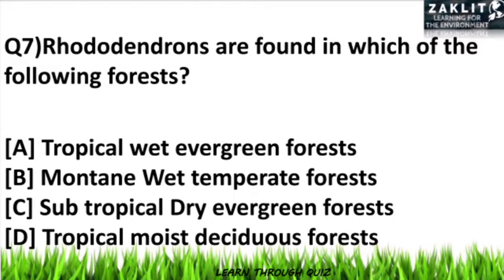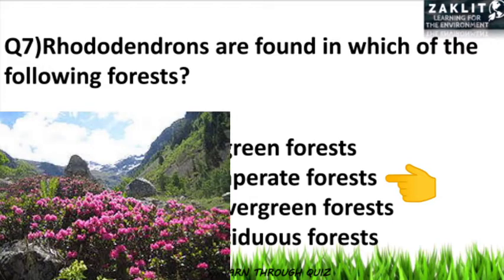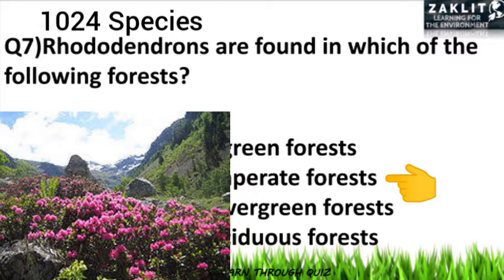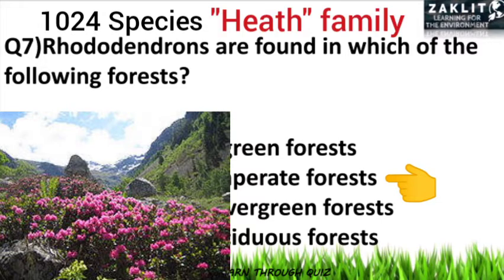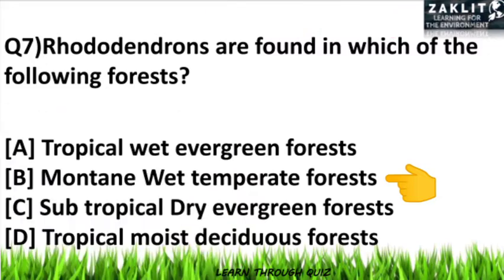The seventh question was, rhododendrons are found in which of the following forests? And here the correct option will be option number B. Rhododendrons are found in the montane wet temperate forests. So these rhododendrons is a genus of 1024 species of woody plants. So they are in the heath family, either evergreen or deciduous in nature, and they are mainly found in Asia.